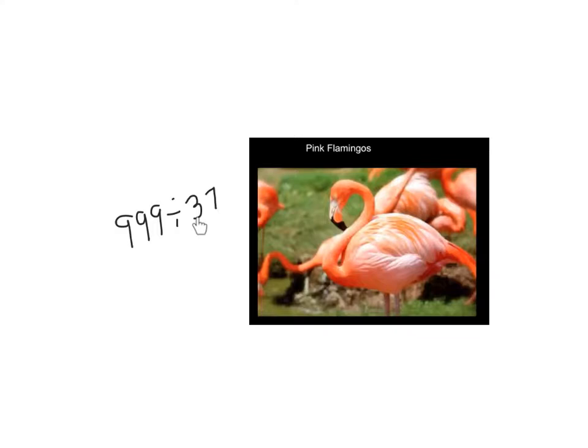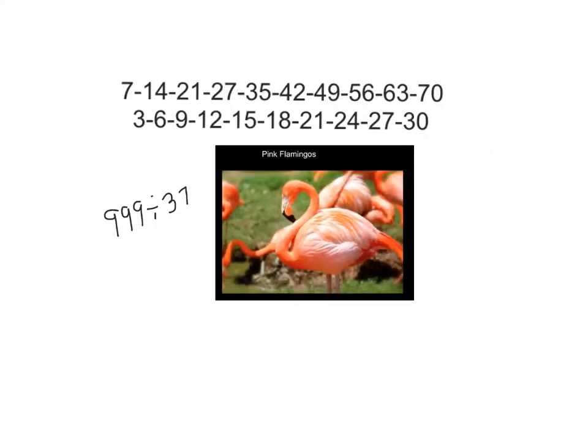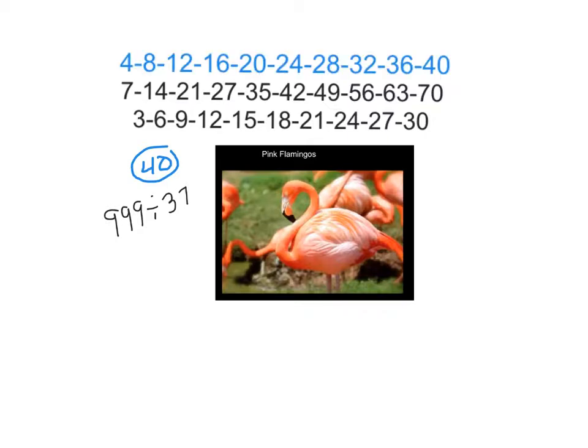So you want to do your 3s and your 7s. And here we have our 3s: 3, 6, 9, 12, 15, 18, 21, 24, 27, 30. And 7s: 7, 14, 21, 27, 35, 42, 49, 56, 63, and 70. However, now we've got 37, and this would actually round off to 40. So I'm going to write a 40 here because we're going to use that for our estimations. And now I need to write my 4s across the top. And here we have them: 4, 8, 12, 16, 20, 24, 28, 32, 36, and 40.